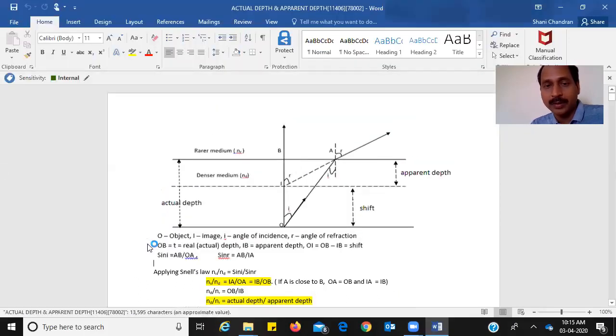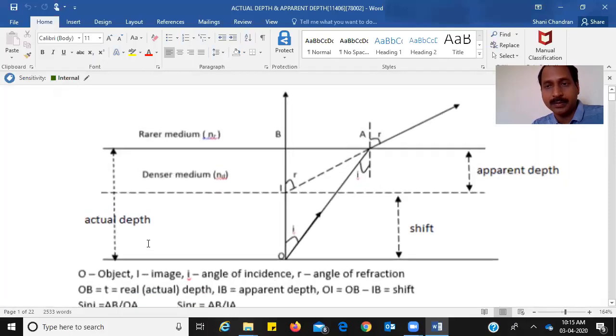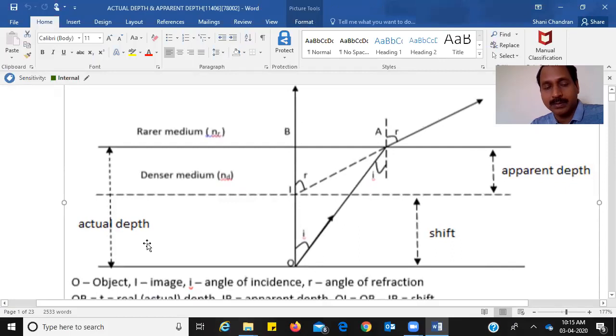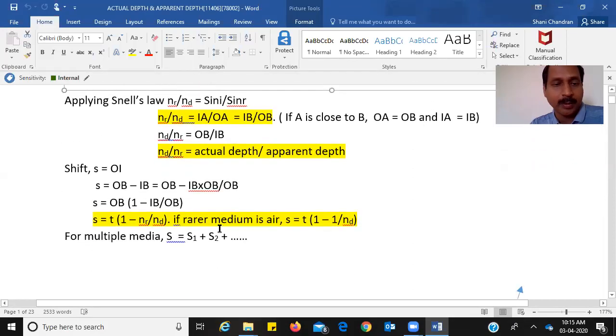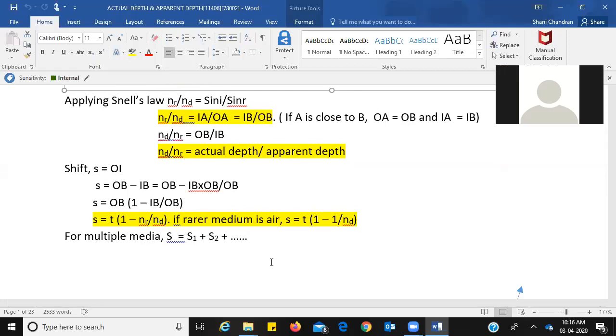This derivation you remember? Yes, sir. In this case you have the result as the shift. The formula here is the shift. The only thing is there are 3 media in this. Find S1, S2, S3 separately. So you get the total shift.